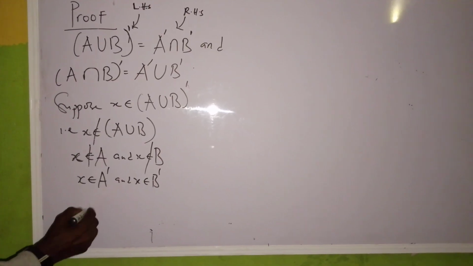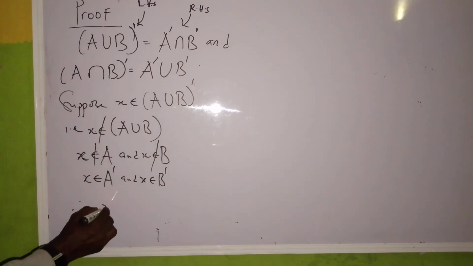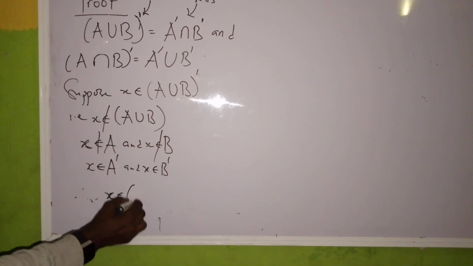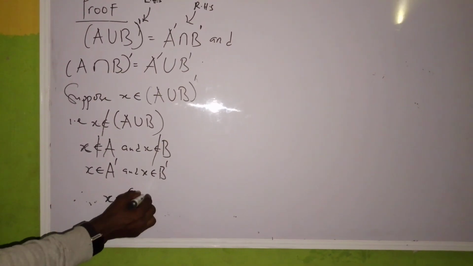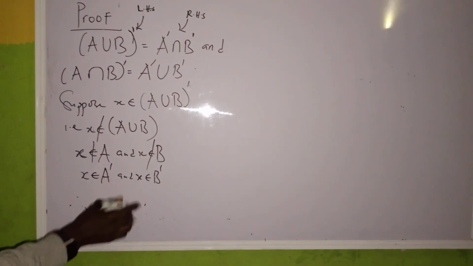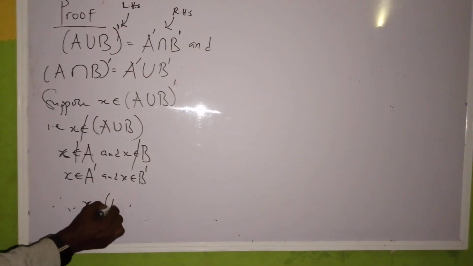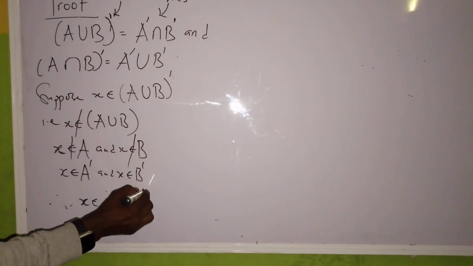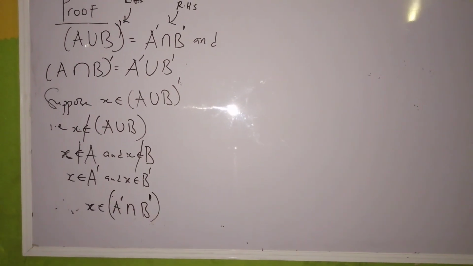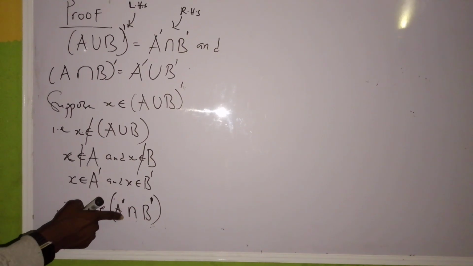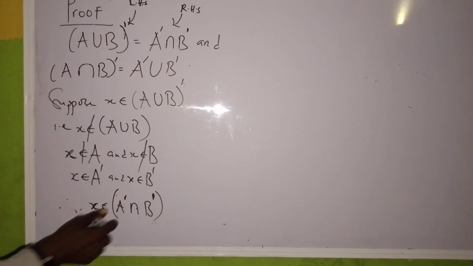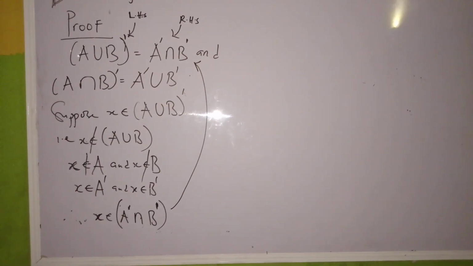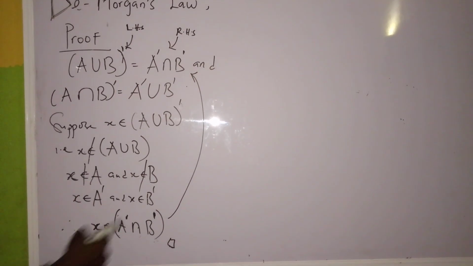So therefore we say that x is an element of A prime intersection B prime. That's all. So it means that x is an element of A prime intersection B prime. So we have satisfied this process. So this is what we are having at the end of the day. So it is proved.